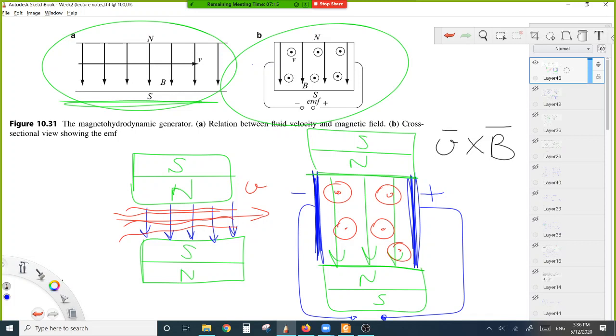The principle is more or less the same as with a moving bar inside a magnetic field. Only in this case, instead of a moving bar, we are using conducting fluid, and when this conducting fluid flows in the magnetic field, it produces electromotive force, and from this product we can conclude that the left side of our electrode will be negative and the right side will become positive.